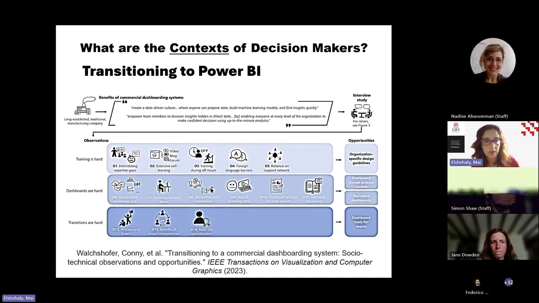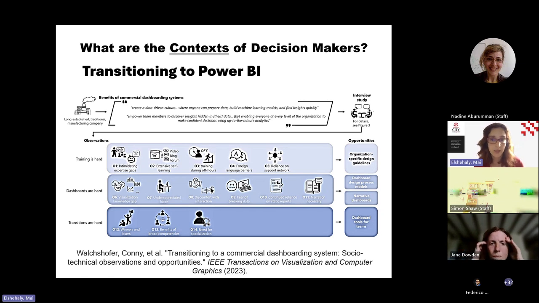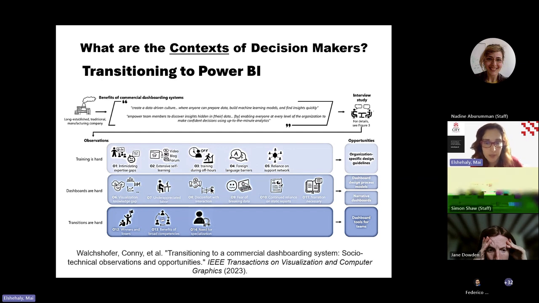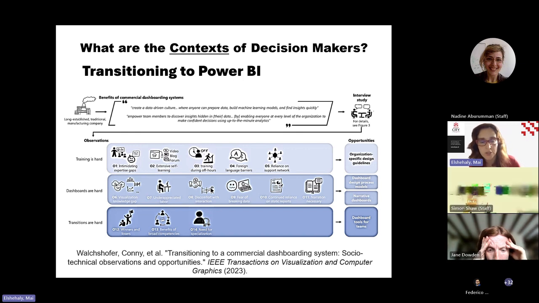So this 2023 paper by Connie et al. really brilliantly captured that. They ran an interview study, similar to ours, but with a larger group of people within a larger organization that had just commissioned Power BI. So they were transitioning into using Power BI, and they started asking people about their experience with it and how they perceive it as something that can hopefully increase their ability to perform their jobs and help them make better decisions. That was the aim of using Power BI in this particular organization.